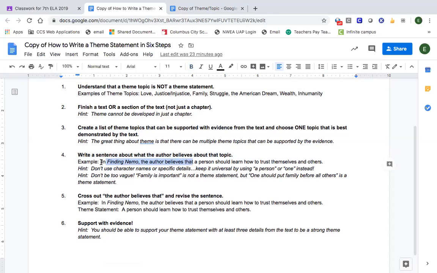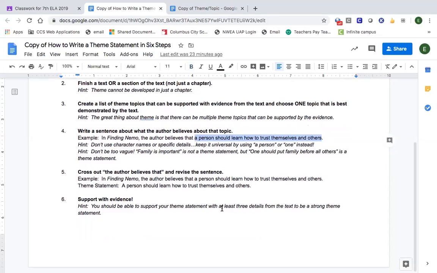And then we crossed this part out. And the theme was just a person should learn how to trust themselves and others. Do you guys remember that? Yes. And then you would support it with evidence if you write an essay. Okay.